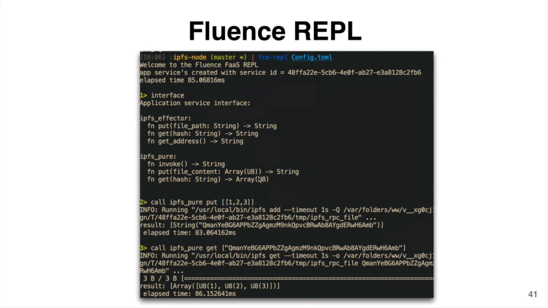You can call the IPFS function called put with such an array in JSON. So it's a JSON array with just three numbers: 1, 2, and 3. And here you receive the hash, the hash for the result of the record inside the IPFS file system. And then, for example, if you want to find our array stored inside IPFS, you can pass this hash again, and you receive the three numbers.